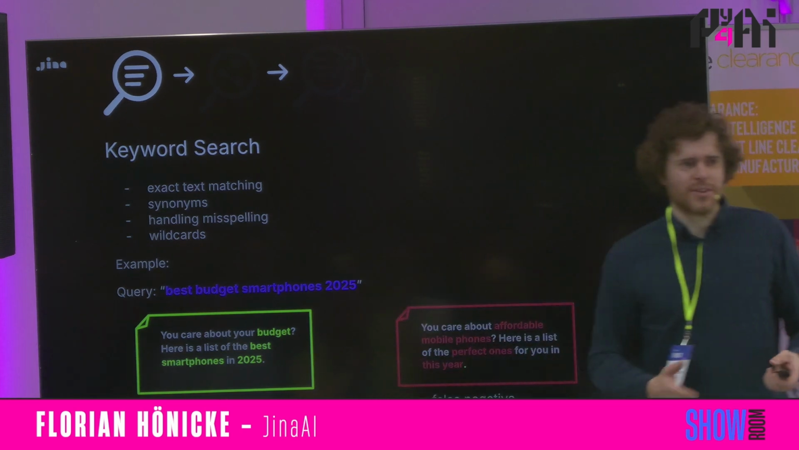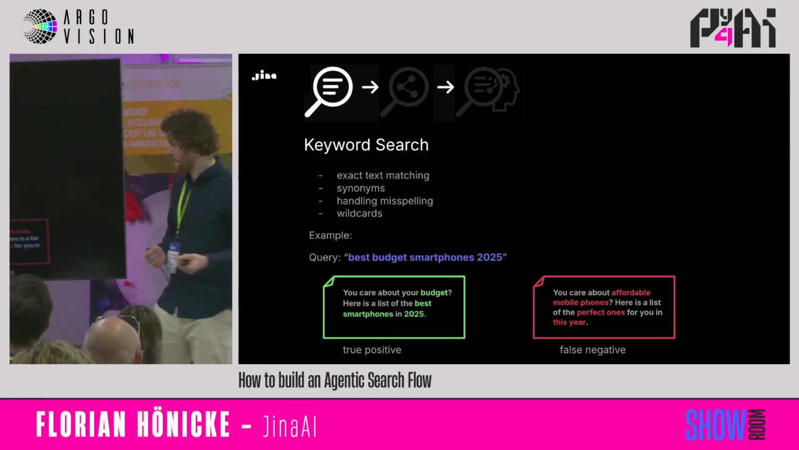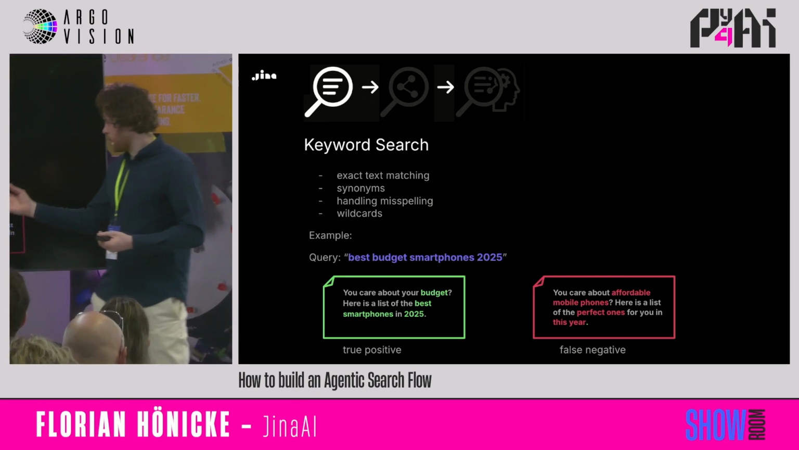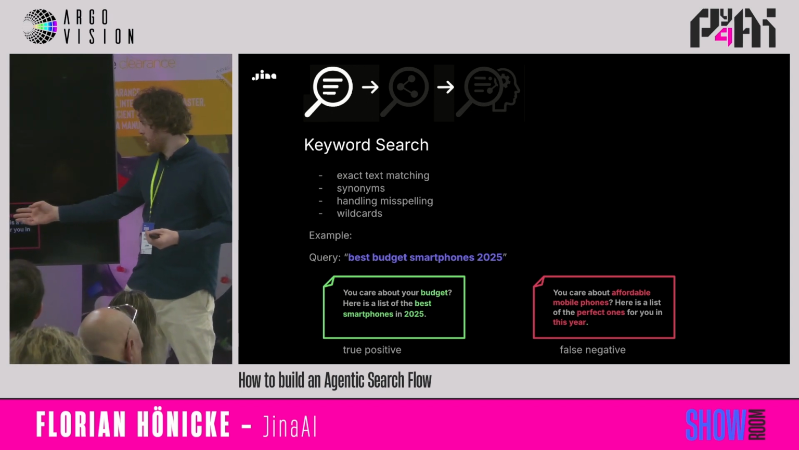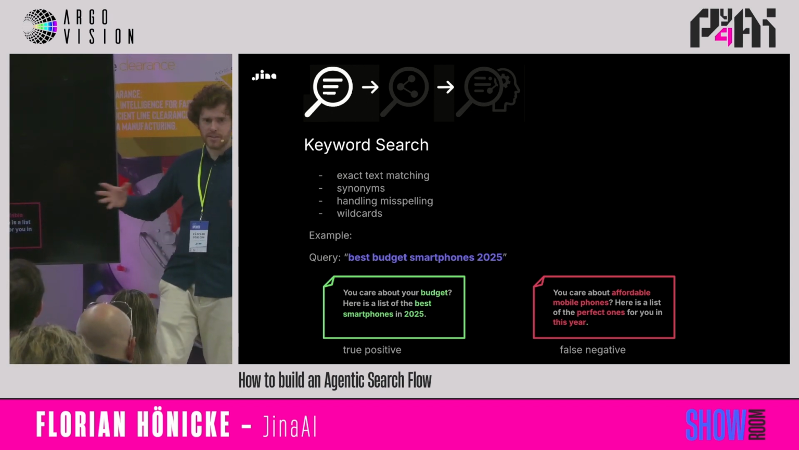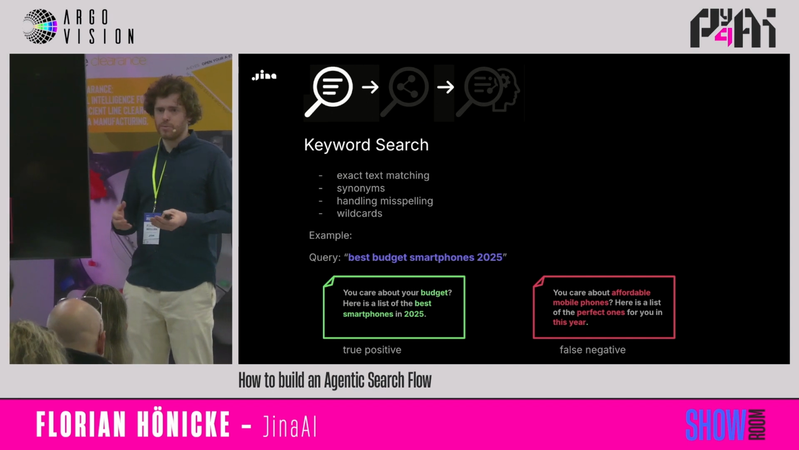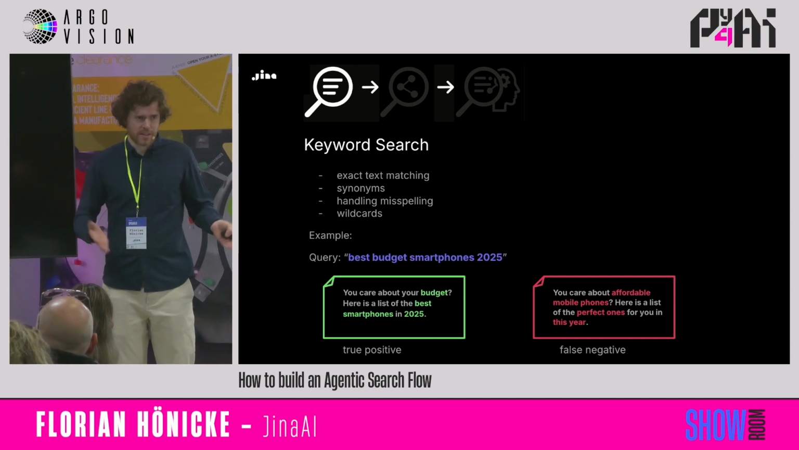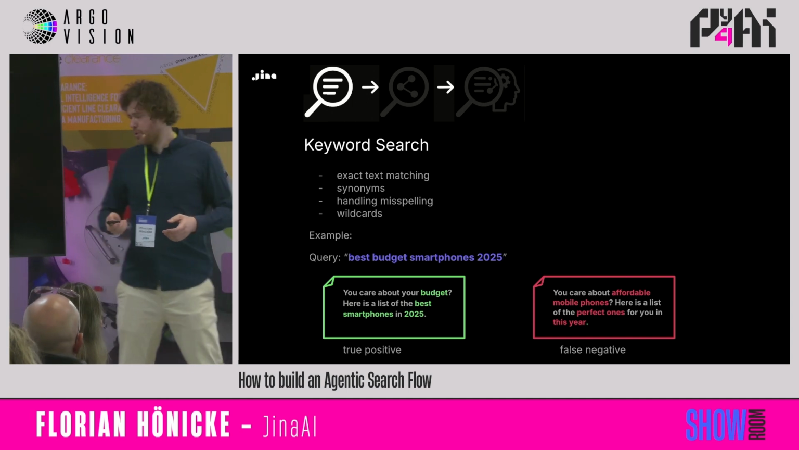But what if in your database there are different documents that describe the same thing, but just use different wordings? So for instance, for budget, we use affordable. Or for best, it's perfect ones. This year is 2025. So how could you even do this with this classical keyword-based search engine? No, it's not possible. Not easily possible.